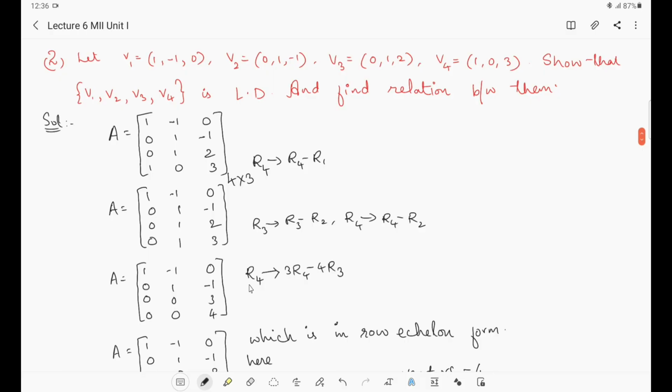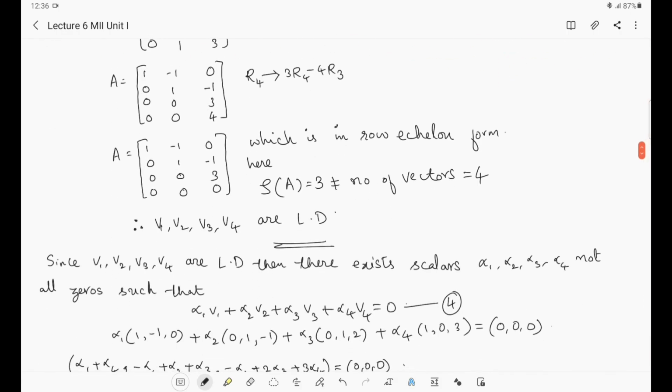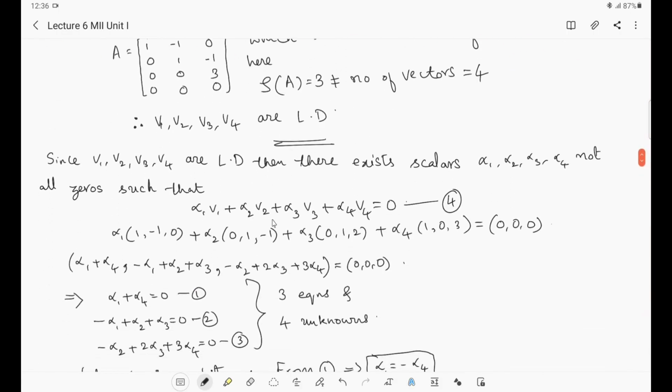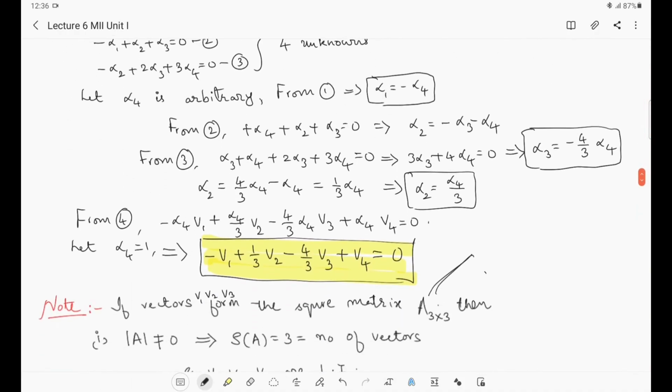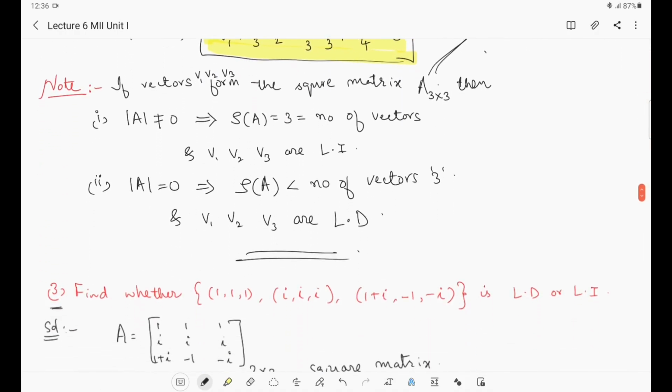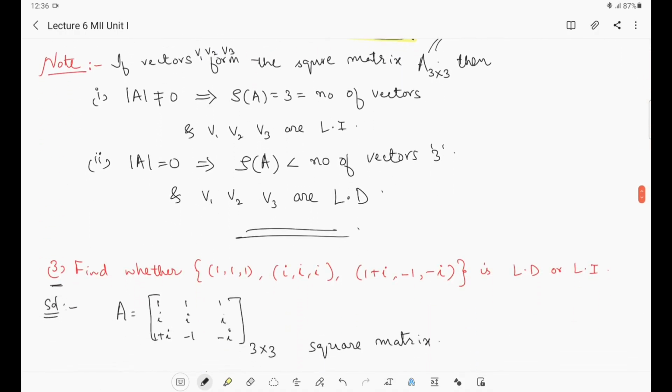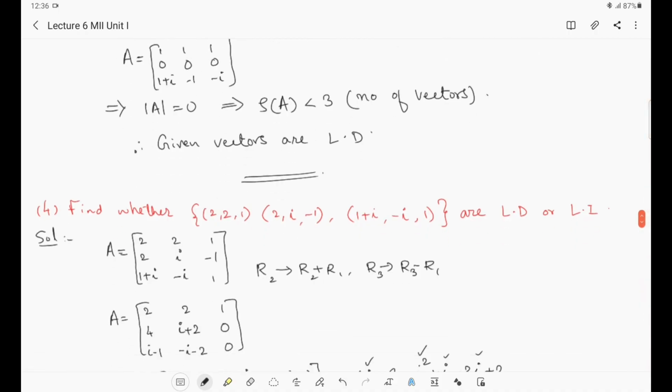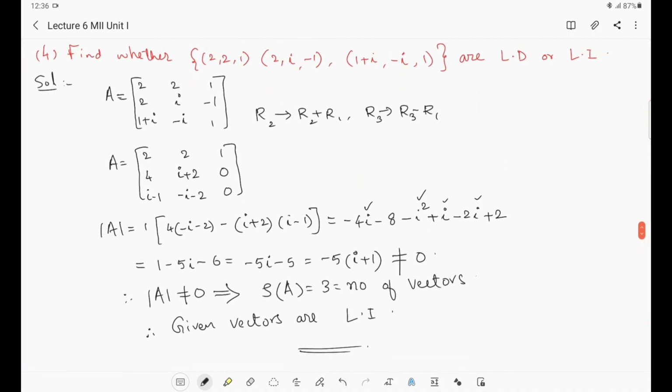In the second problem, we are asked to show that the 4 vectors are linearly dependent, and also we found the relation between them by considering alpha 1 v1 plus alpha 2 v2 plus alpha 3 v3 plus alpha 4 v4 equals to 0. By considering this, we found the relation between the given vectors. Then after that, how to find whether the given vectors are linearly dependent or independent if the vectors form a square matrix, that we have discussed, right? On this we have seen two problems, right?